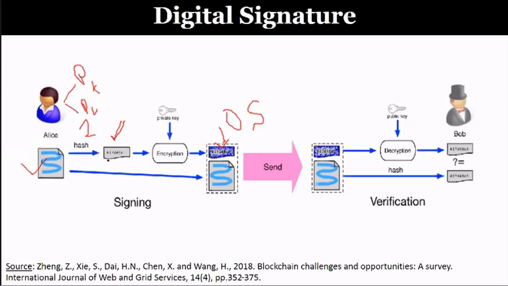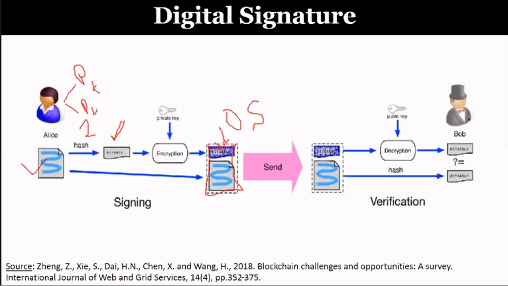right? So one more time, Alice takes the data, hashes that data to get a hash value, and then uses the private key to encrypt this hash value to get the digital signature. All right. Then this digital signature is clubbed together with the data, and this new document, which is now digitally signed, is sent to Bob.